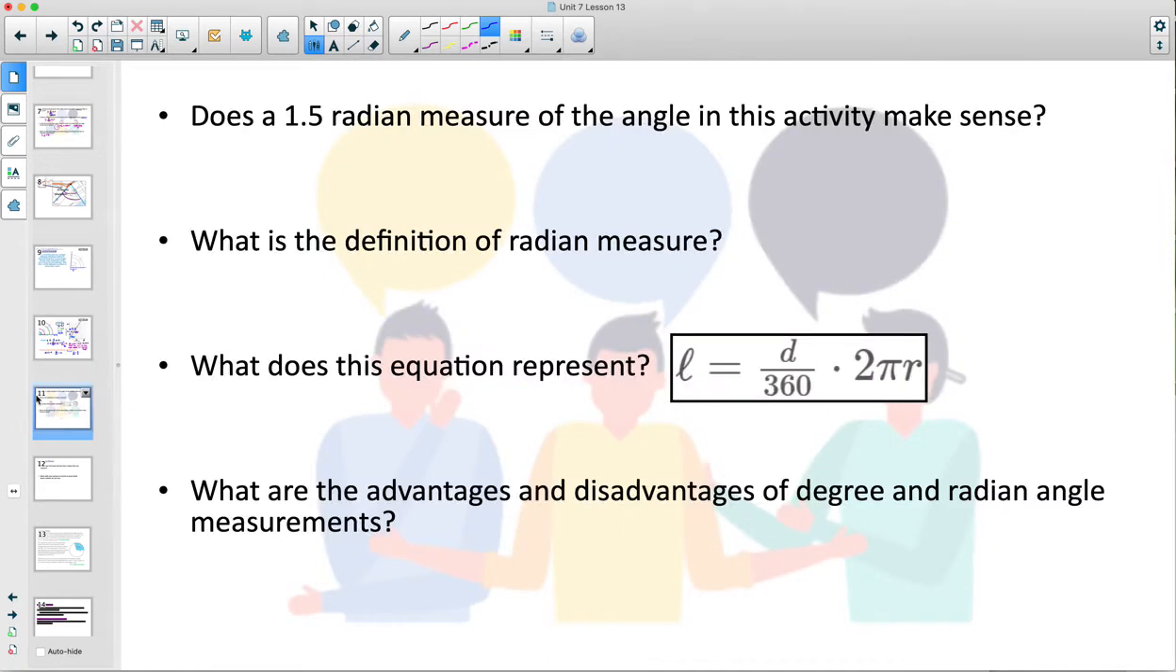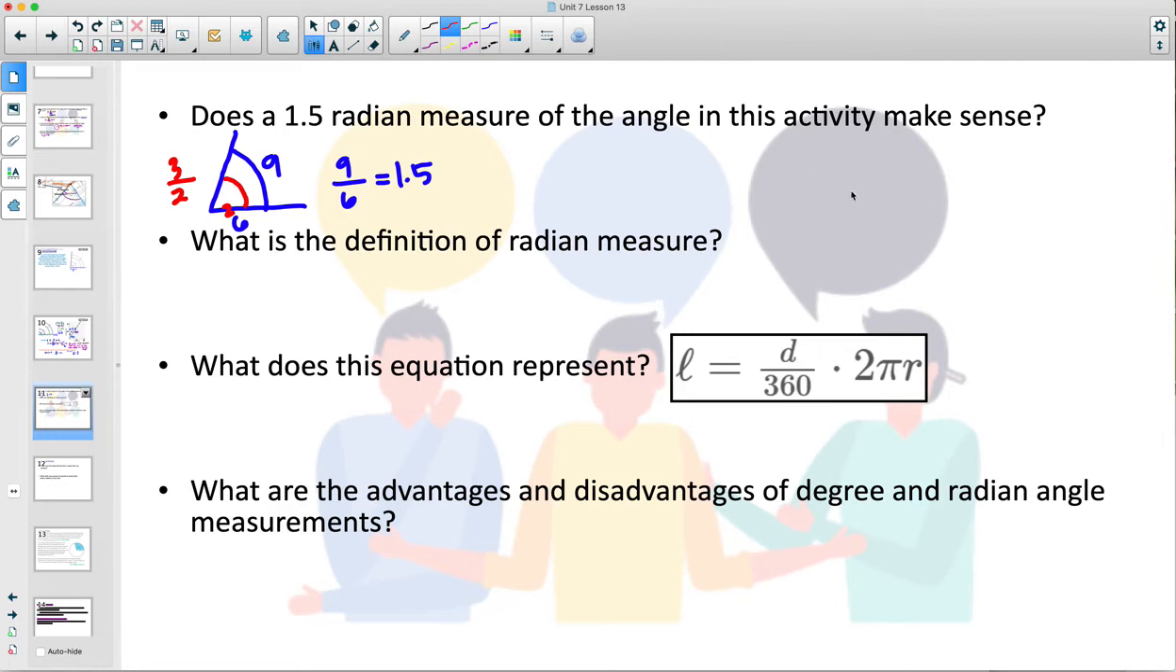All right, so does 1.5 radian measure for the angle in this activity make sense? Because that 1.5, or that slope, is our angle measure, right? Because we got this arc measured at 9 and the radius was 6. So when we did 9 divided by 6, we were getting that 1.5. Or when we did 3 divided by 2, we got that 1.5. So arc length divided by radius is our radian measure. So does this make sense?